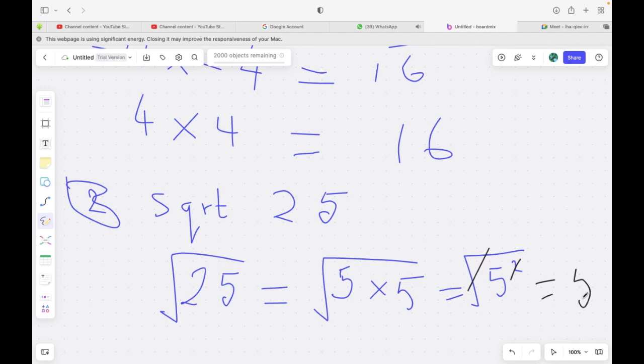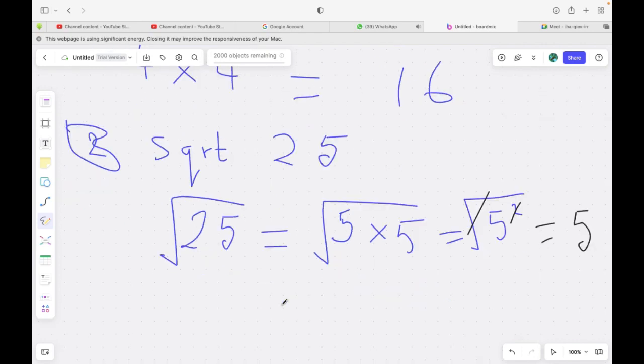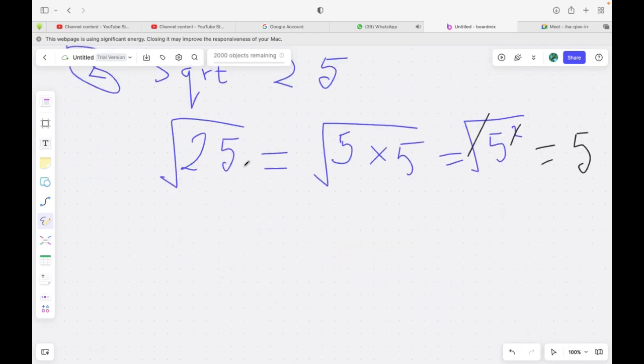So 5 becomes the answer. This is how we use square root mathematically to evaluate square root. What if I say, let's say 64 for question number 3. If I ask you to find the square root of 64, SQRT, find the square root of 64.